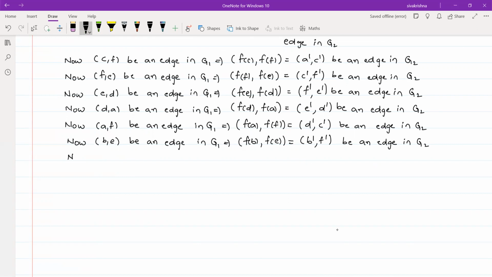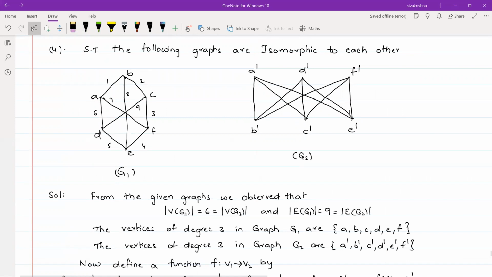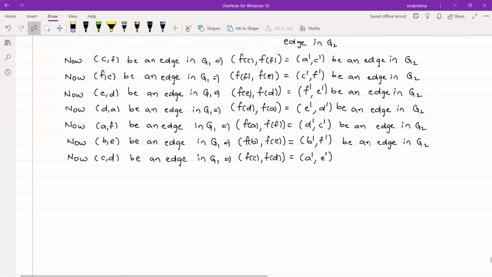Finally we have to take the last edge, that is C comma D. Between C comma D we have an edge in graph 1. So this implies f of C comma f of D must be an edge in graph 2. The image of C is nothing but A dash and the image of D is E dash. So we have to check once again whether there is an edge between A dash and E dash in graph 2. Yes, we have an edge between A dash and E dash in graph 2, so we can write A dash comma E dash is an edge in graph 2.